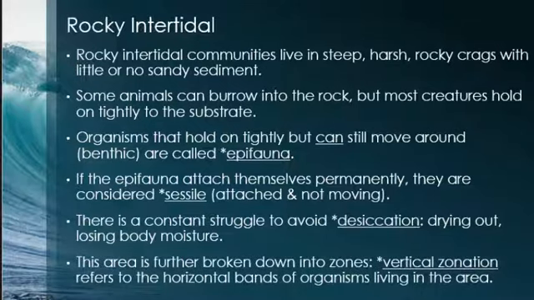This area is further broken down into zones. We call that vertical zonation. It refers to the horizontal bands of organisms living in the area, and we're going to cover those in a minute. Some may live deeper, some may live higher. Think about those little crabs that crawl along on the beach, right? The land crabs. They're going to be included in this group right here. They can swim, but they prefer to crawl.